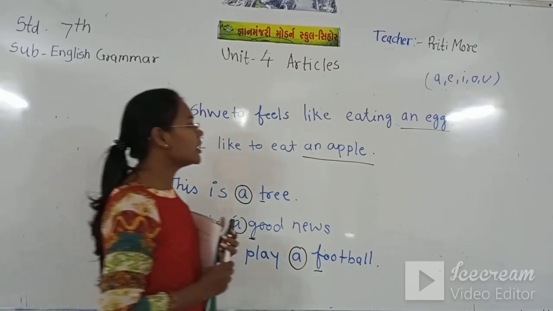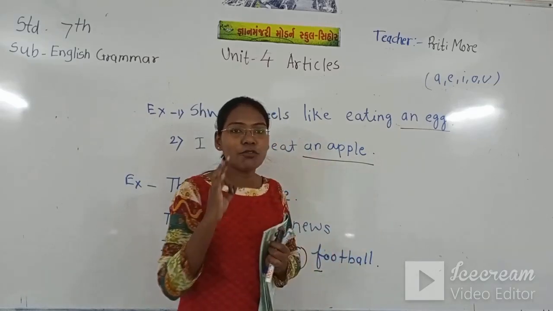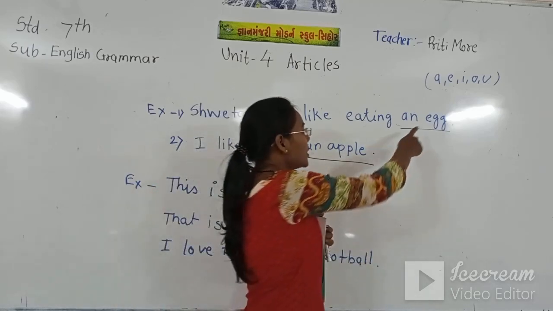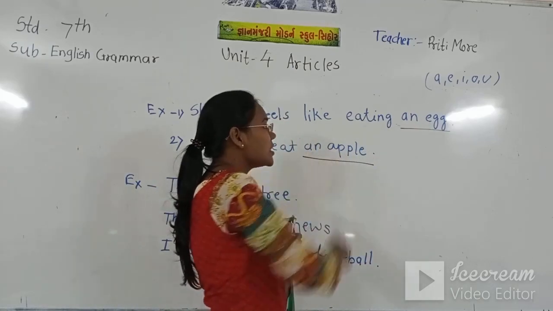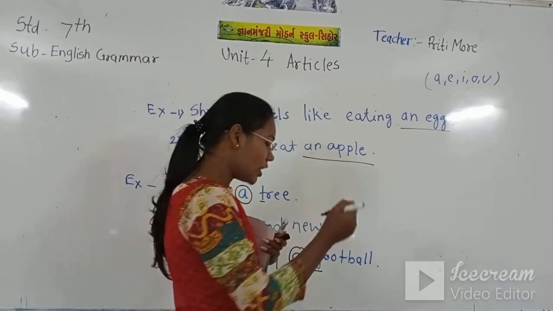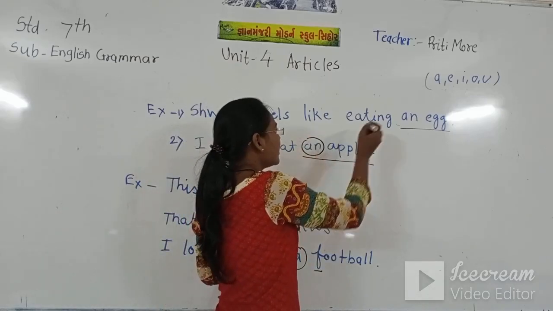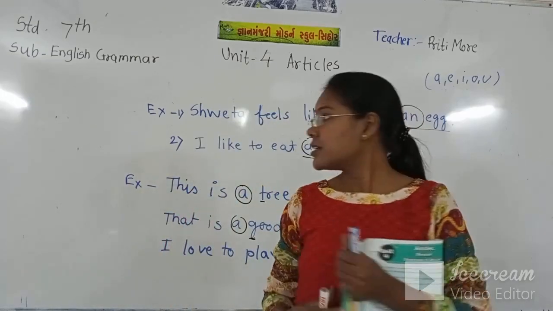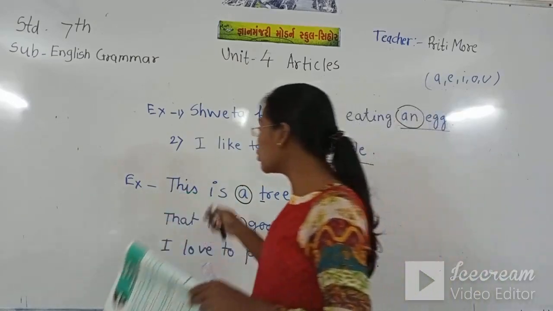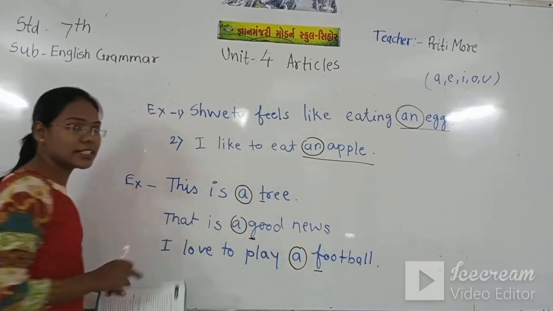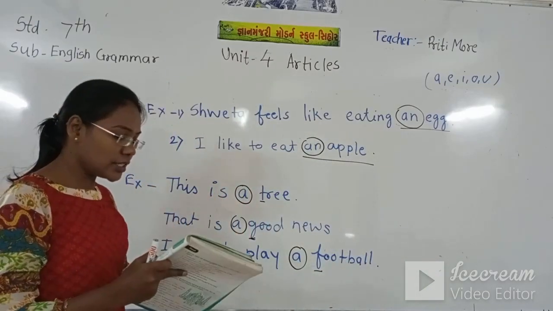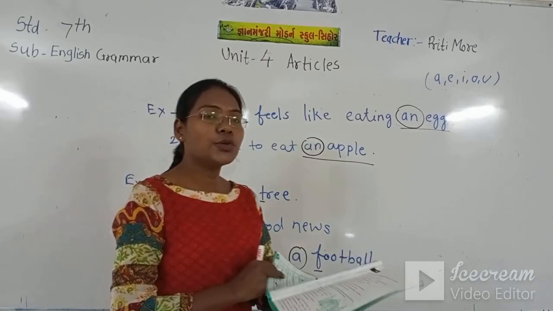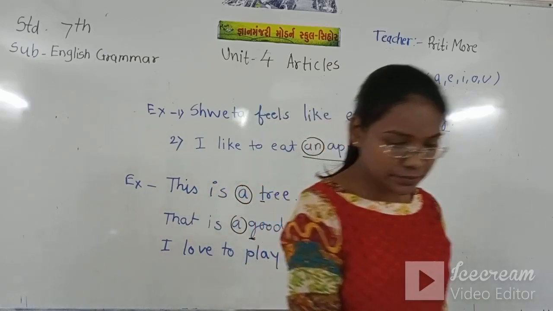And here we can see when the words begin with the vowels, that time we use the article an. So here E is there, A is there, and this is our vowel. That's why we have used article an. You please note this down in your notebook, because these sentences are not there in the textbook, so you have to note down all the sentences for the example. Then we'll see when to use the article the.